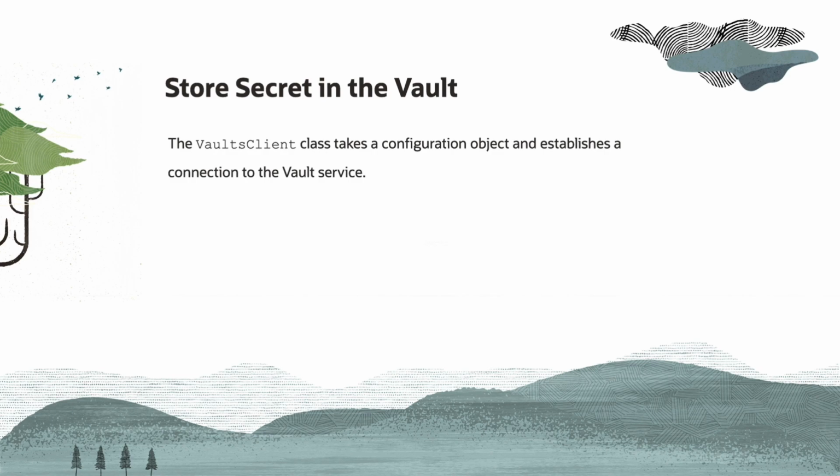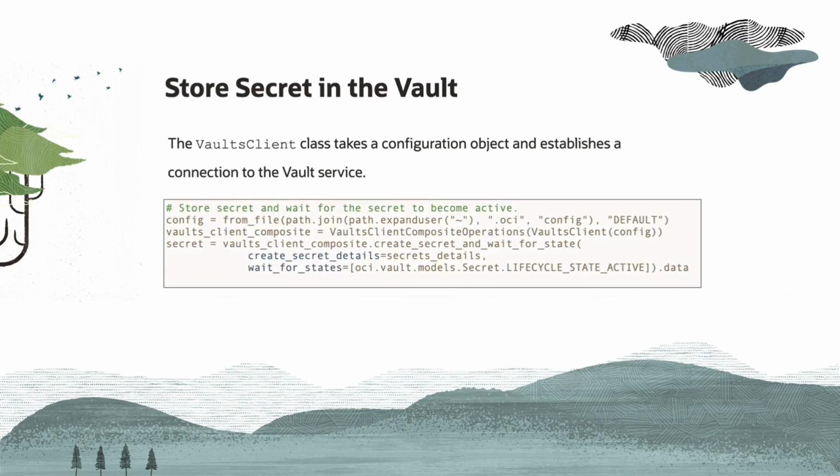The VaultsClient class takes a configuration object and establishes a connection to the vault service. Let's take a look at the sample code. In the first line, we're reaching out to the OCI configuration file and we're loading that in and creating a config variable. Remember this config variable, we'll see it in a number of locations. In the next line, the first thing we're doing is creating a VaultsClient and passing in the configuration information. This information is then passed to the VaultsClientCompositeOperations object.